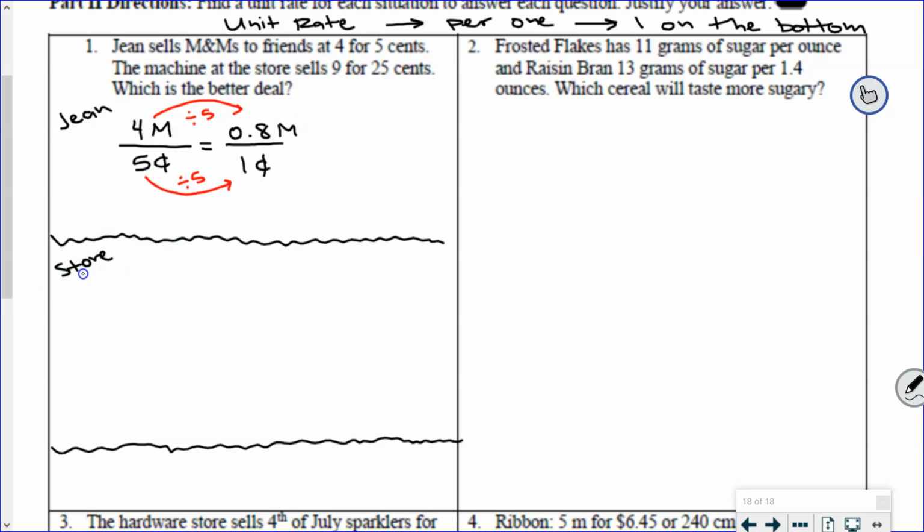So now let's do the same thing with the store. The store sells us 9 M&Ms for 25 cents. So again, I'm setting up the ratio, and I'm setting it up in the same way that I did in the beginning, which is M&Ms on the top and the cents on the bottom. We're looking for a unit rate so that we can compare them. And that means the 25 is going to turn into a 1. Because again, we want a 1 on the bottom. And you already know the question I'm about to ask.